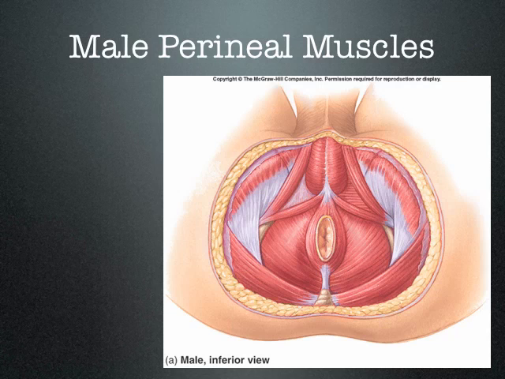If we look at the male, let's look at the male pattern here. You see in the male pattern, same thing. Levator ani, external anal sphincter, superficial transverse perineal, the deep transverse perineals. Here's the ischiocavernosus and bulbospongiosus around the base of the penis there.